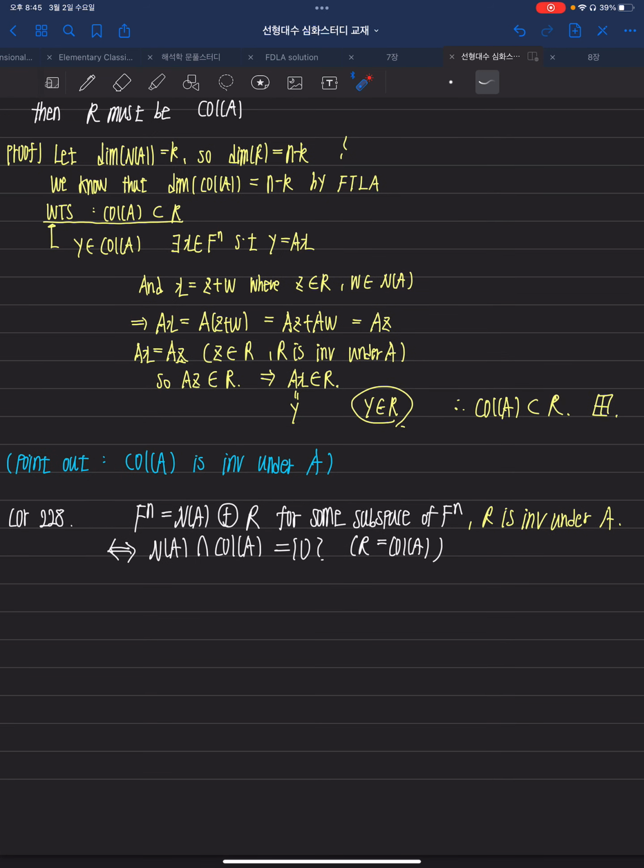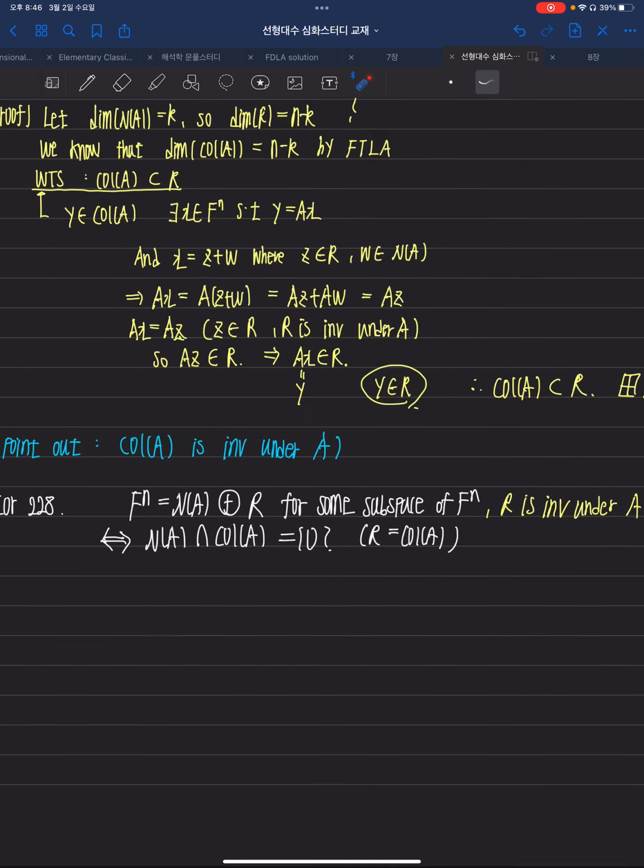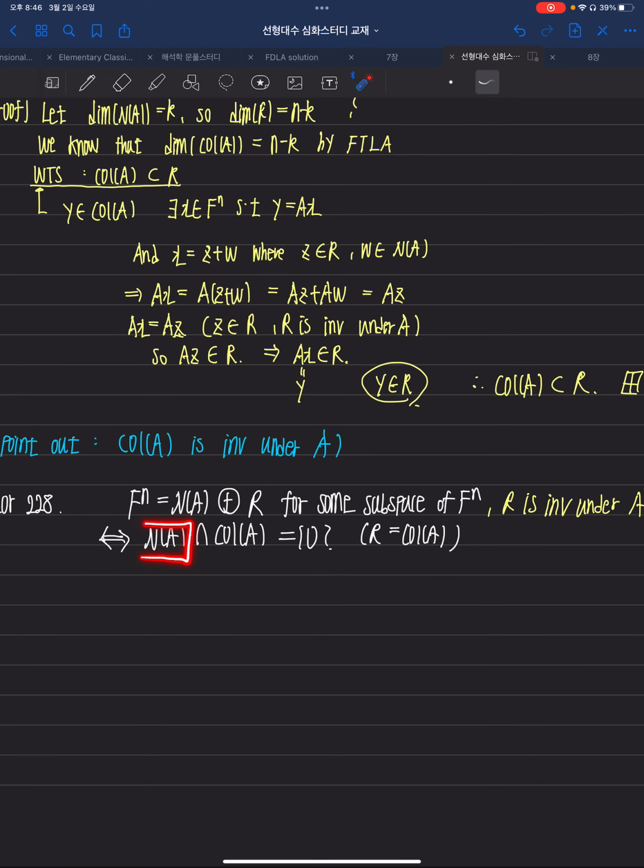Conversely, if the intersection of N(A) and col(A) is the trivial space, then F^n can be written as this direct sum, where R is an invariant subspace.